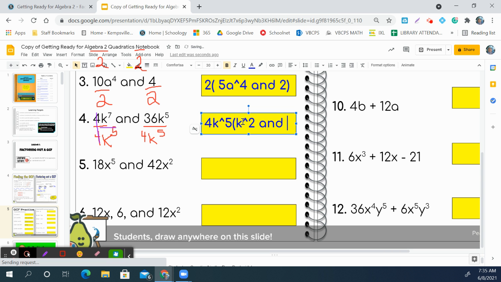K to the 2. And what's over on the right-hand side? 9. And what? That's it? Or 9? K to the 5 and k to the 5 cross out. Absolutely. So that's going to be 9.